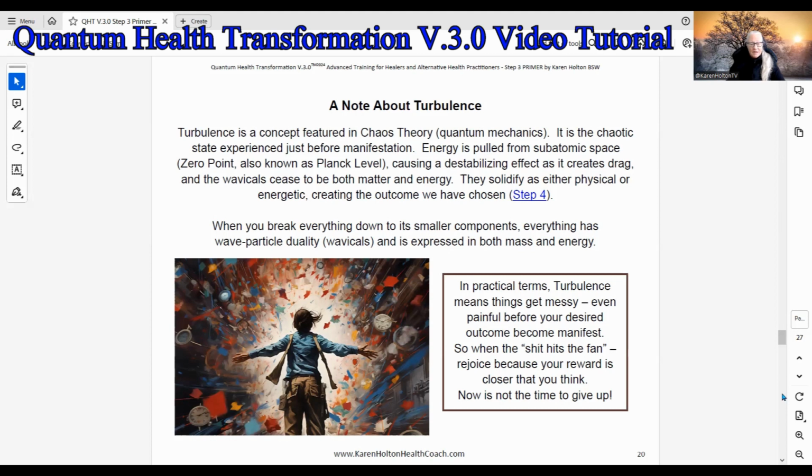When you break everything down into its smaller components, everything has wave-particle duality or wavicles and is expressed in both mass and energy. In practical terms, turbulence means things get messy, even painful before your desired outcome becomes manifest. So when the shit hits the fan, rejoice because your reward is closer than you think. Now is not the time to give up.